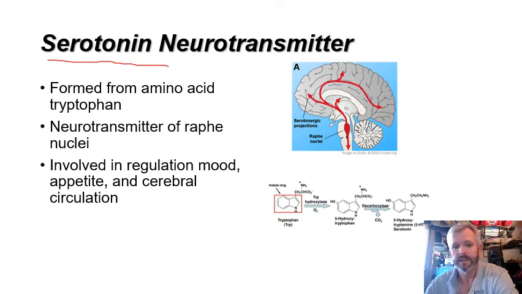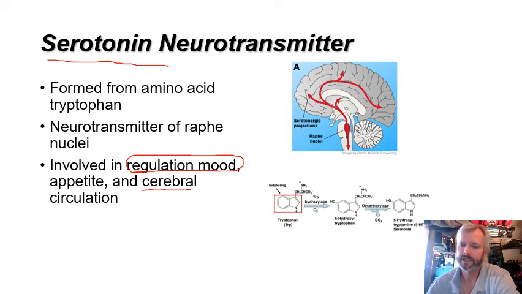Many of those are used as antidepressants, okay, because serotonin is involved in regulation of mood, appetite, and cerebral circulation. The one that's well known is that regulation of mood. Many of the antidepressant drugs work on increasing levels of serotonin in the brain.